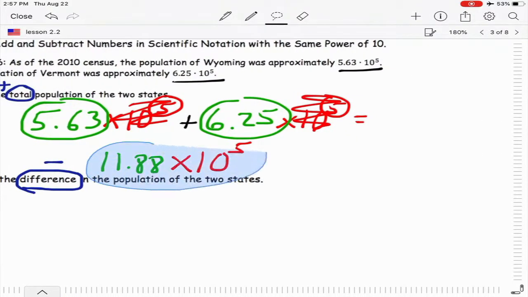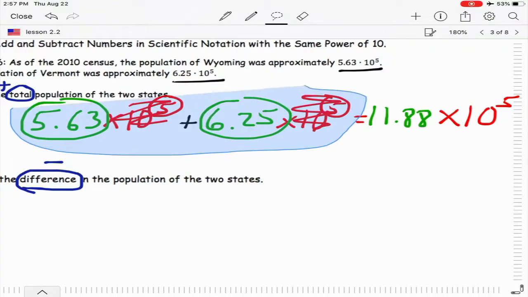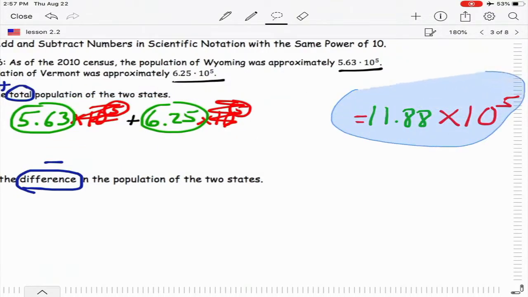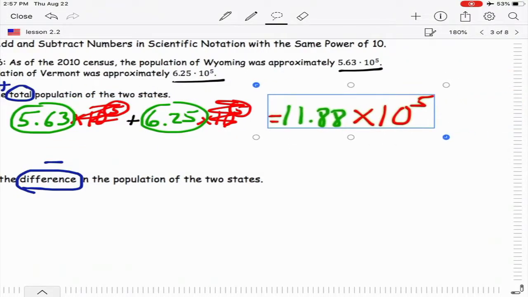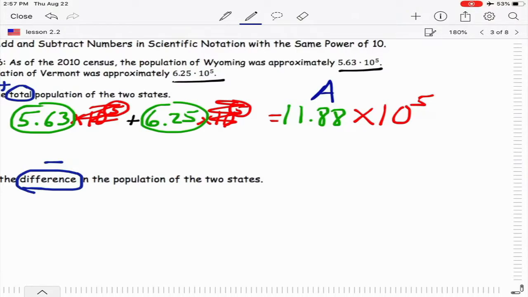Now there's only one problem with this, and I'm going to make a little bit of room here. Everything I did was correct. Unfortunately, they want my answer in scientific notation. But remember in 2.1, your A has to be between 1 and 10, where it can equal 1, but it has to be slightly less than 10. 11.88 is bigger than 10. So what we have to do now is modify it. We have to tweak it a little bit.